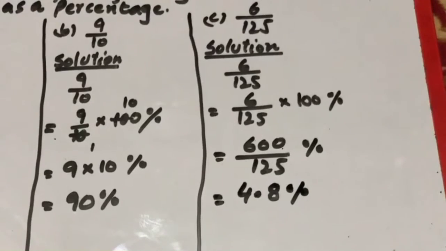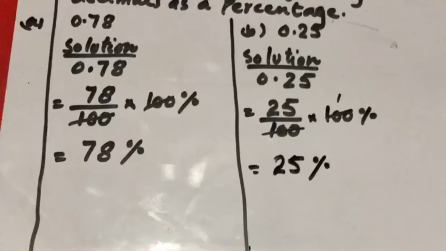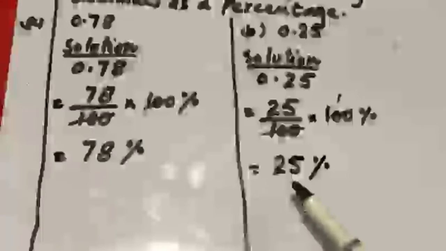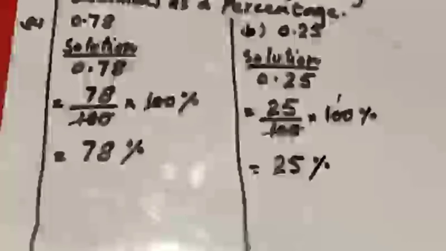So in this way you can solve the remaining parts of question number 3. So 0.25 can be written in percentage as 25%.